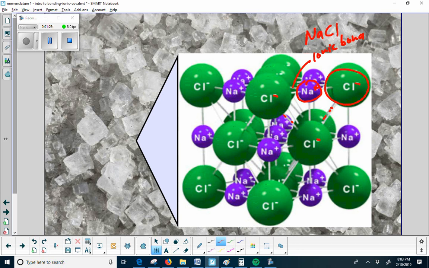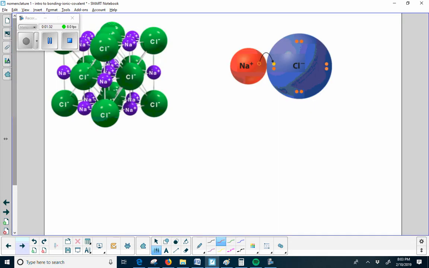So let's take a look at how this actually forms. To form these ions, we're going to have some kind of transfer of electrons. And this is something you've done before. So let's look at a situation here. We know sodium is in group 1, so let's draw a little Lewis dot diagram for sodium. It desperately wants to lose an electron in order to become stable. So it wants to lose the electron and become a cation.